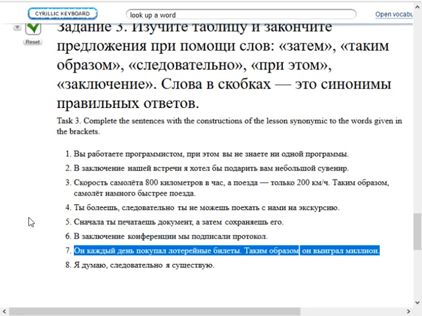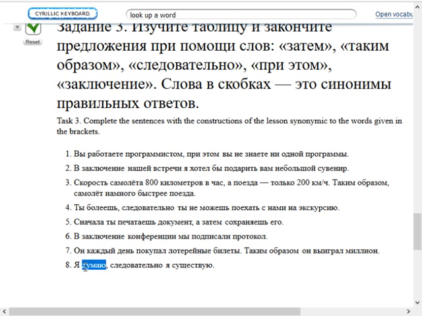Он каждый день покупал лотерейные билеты. Таким образом он выиграл миллион. He every day bought lottery tickets. As a consequence of this, he won $1 million. Okay? I don't think it quite works like that. A lot of people buy lottery tickets but don't actually win. You don't necessarily win just because you buy the ticket, but okay.